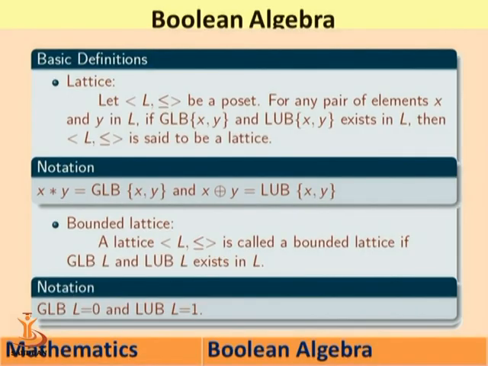Next we have the notation for the GLB of L and the LUB of L: GLB of L is equal to 0 and LUB of L is equal to 1. Here 0 and 1 are not the usual 0 and 1. They are the 0 element and the 1 element. The 0 element says GLB of L, and the 1 element says LUB of L.